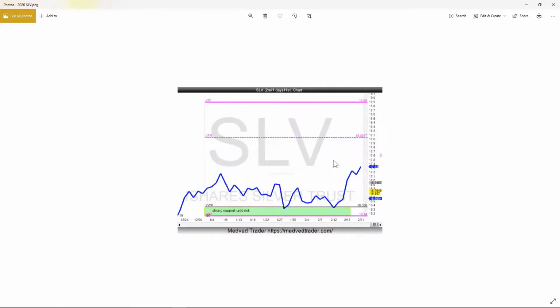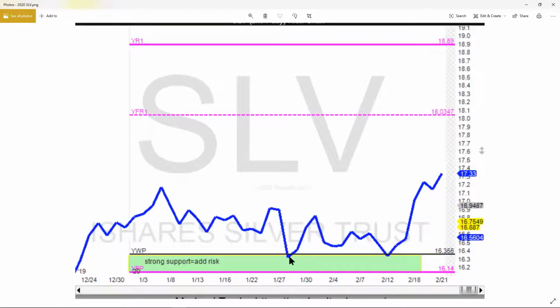Same thing on SLV. Recommended it a few weeks ago when it pulled down here to $16. Looking to take some profits at $18 and then at $18.89. So what I'll probably do is scale a third here, scale another third there, and then I'll let a third ride. That's the way I like to trade. I never sell all at once on my winners. I like to scale out of them. The only time I sell all at once is on a stop loss.